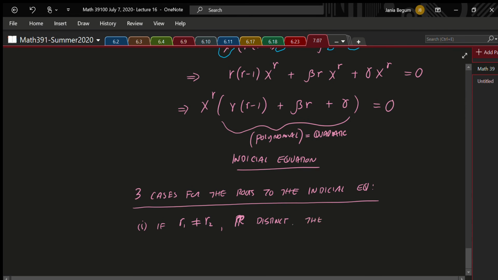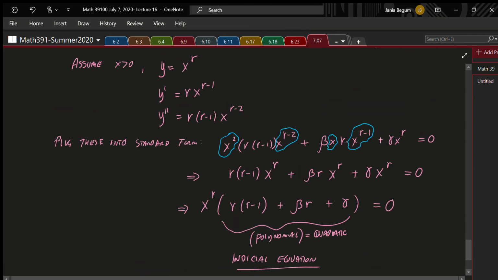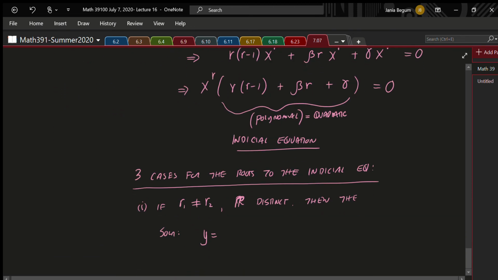Then the solution would have the form y equals, well, what are we assuming? The solution is x to the r, right? And if x is less than 0, you put absolute value. So the solution is the linear combination of x to the r1 and x to the r2. That would be c1 absolute value of x to the r1 plus c2 absolute value of x to the r2. Again, you're free to drop the absolute value if x is positive.